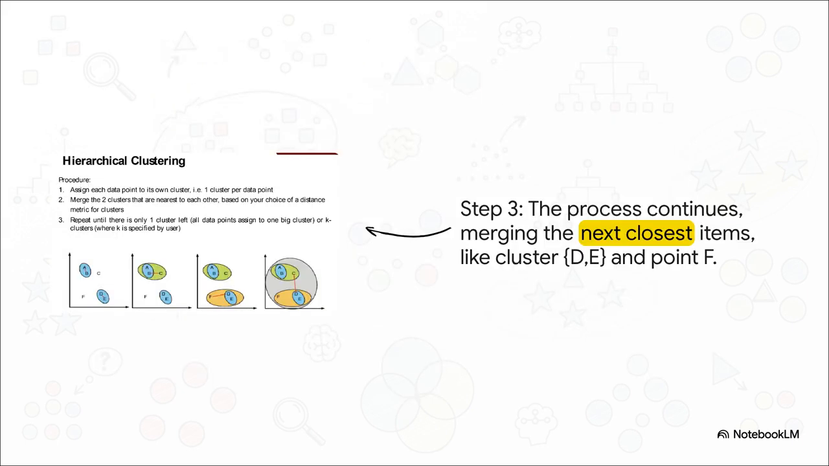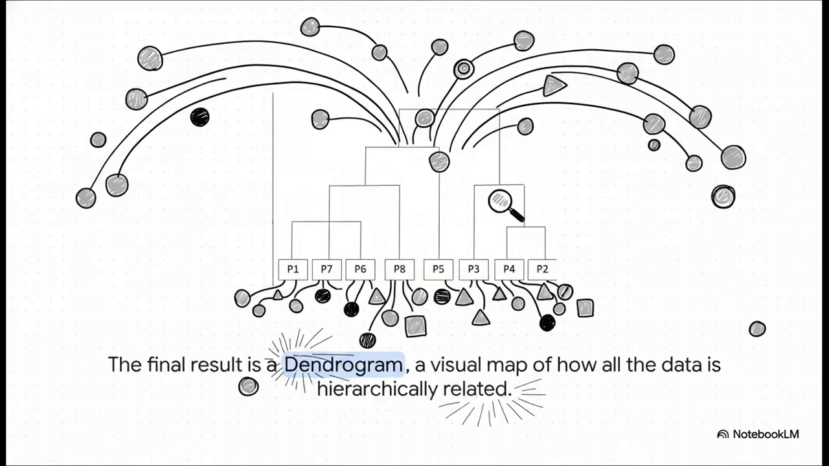And the process just keeps going. The next closest pairing is the new cluster we just made, D, E, and the single point F. So they all join forces, creating an even larger group. You can see how this hierarchy is just growing with every single step. And this is the final output. And it's brilliant. It's called a dendrogram, which is really just a fancy word for this tree-like diagram.